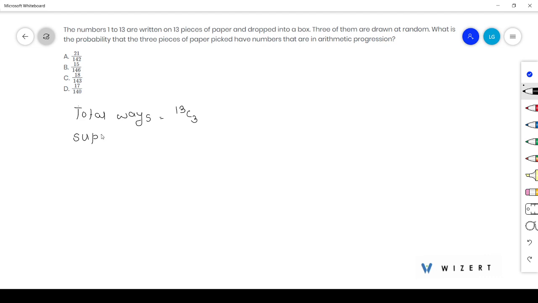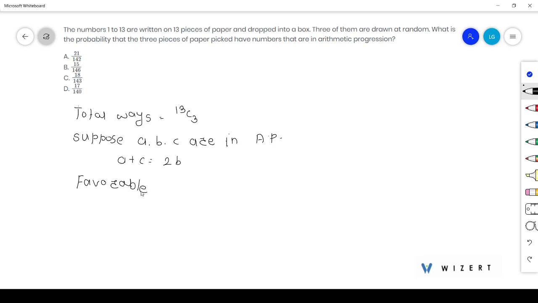Suppose the 3 numbers are A, B, C, which are in AP, arithmetic progression. As these numbers are in AP, the sum A plus C will be 2B. So A and C are both either odd or even, so that the sum will be even, that is 2B.